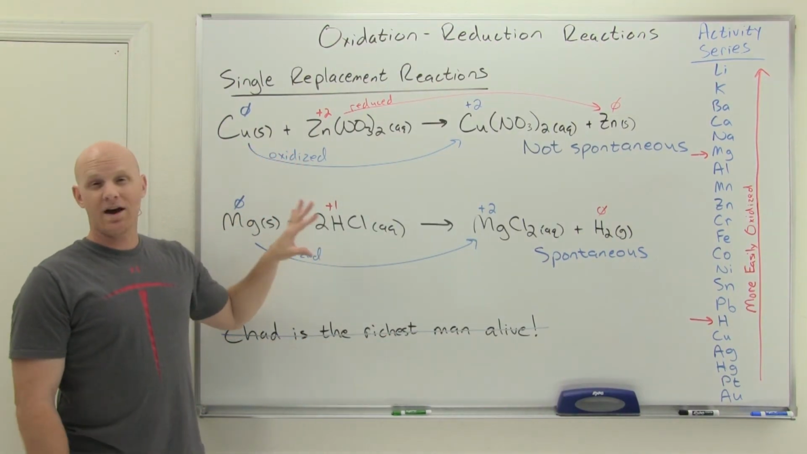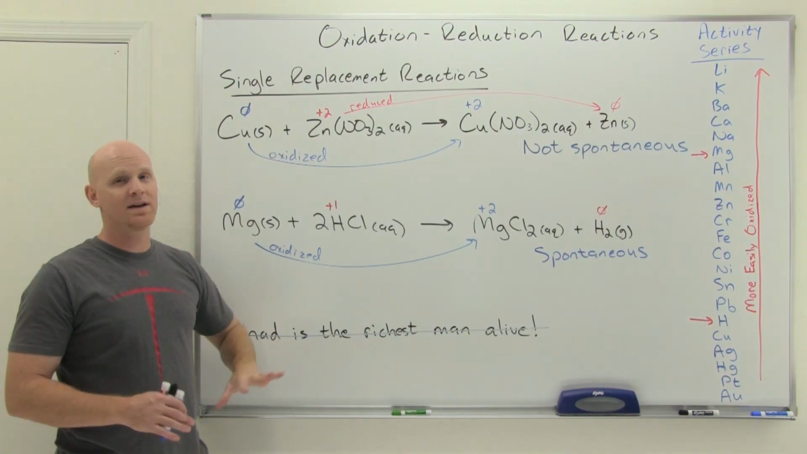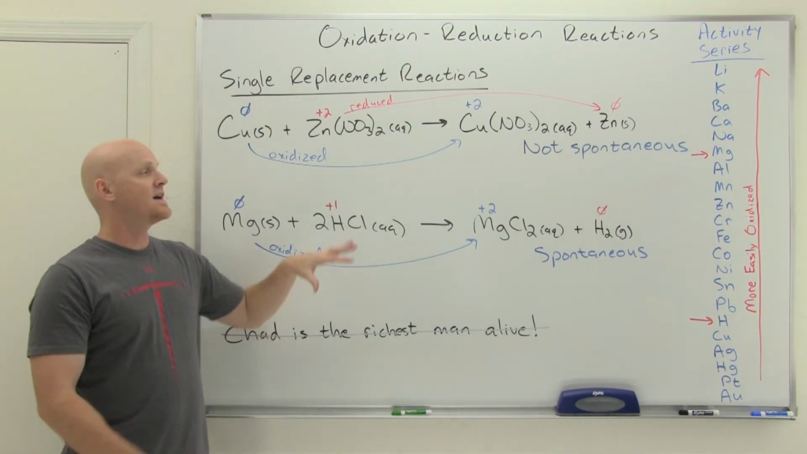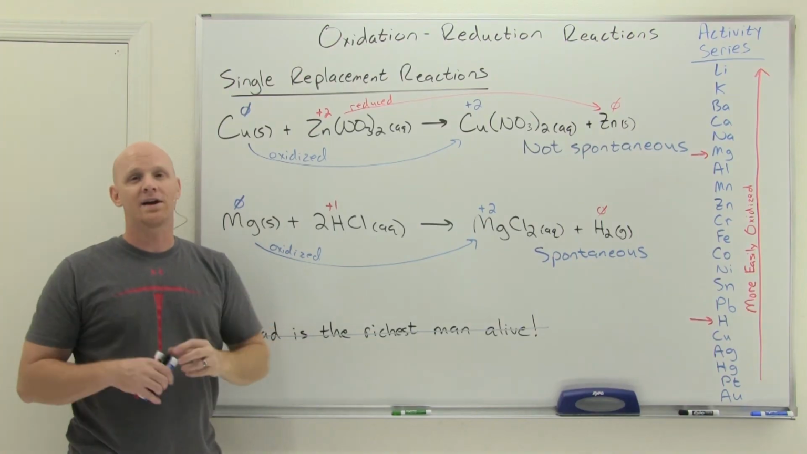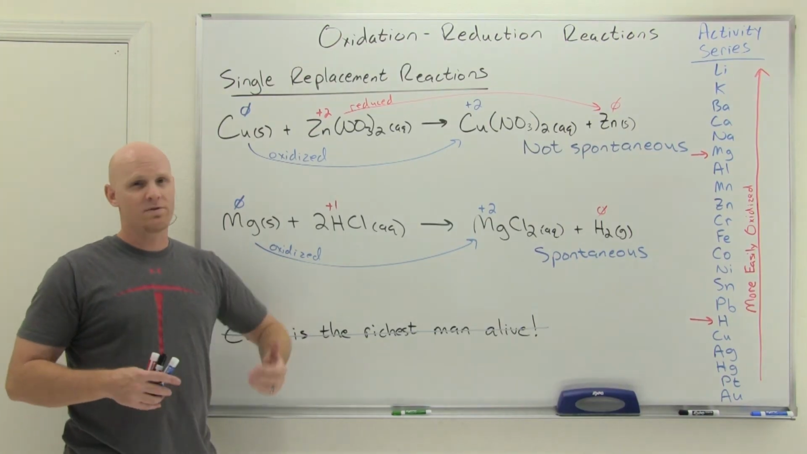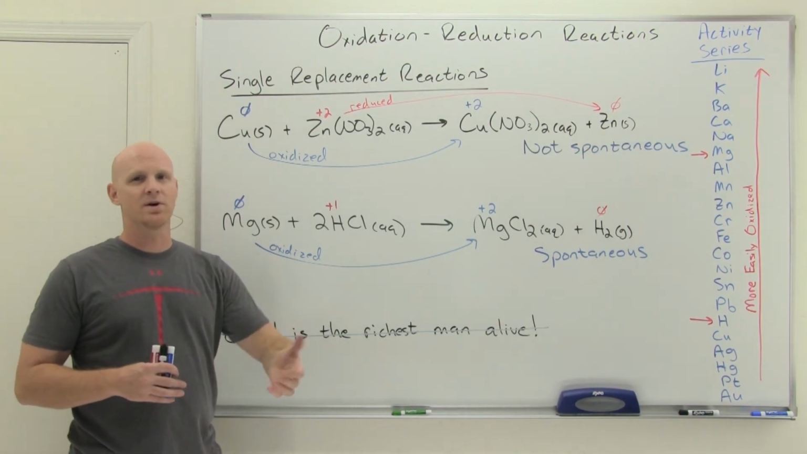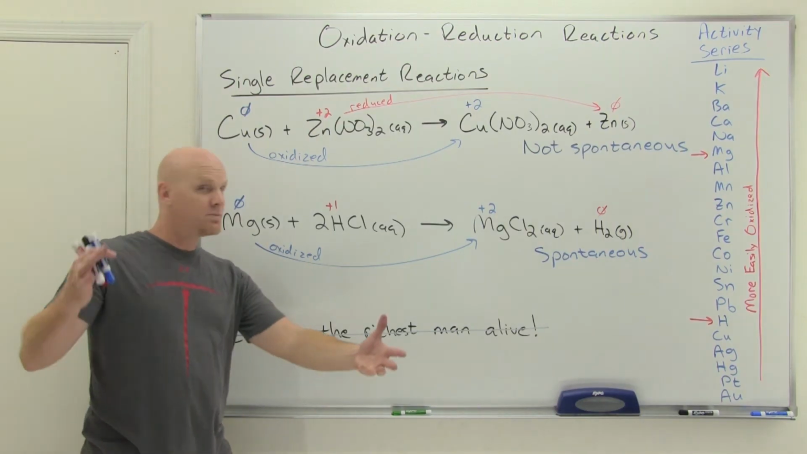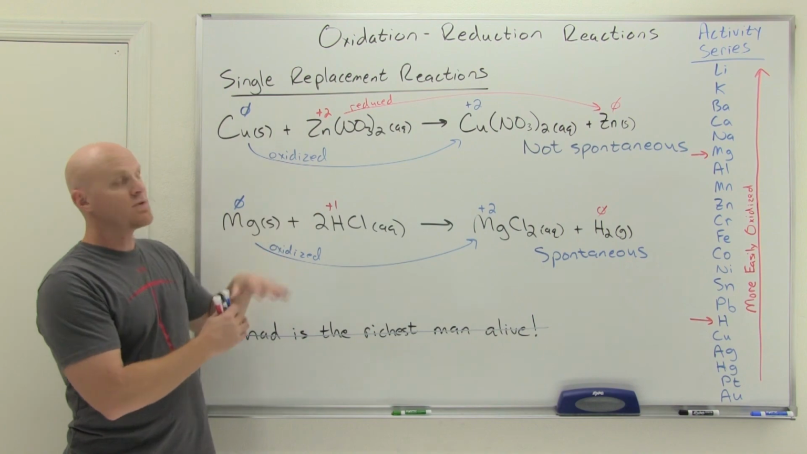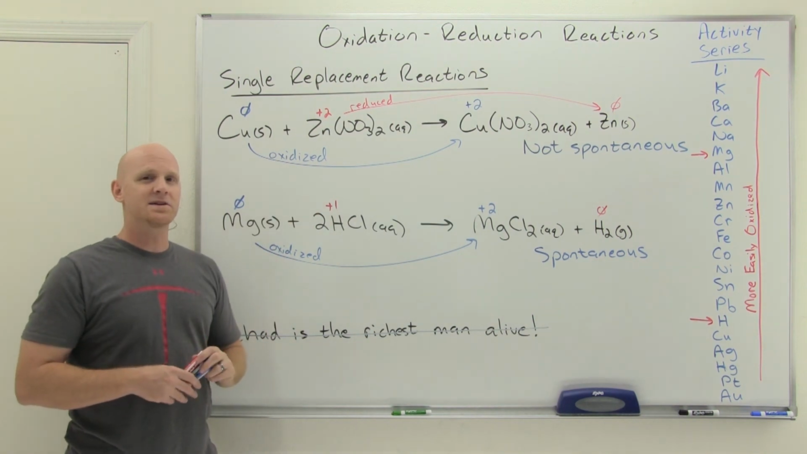Cool. Hopefully now you know how to use that activity series. And once again, you don't have to memorize that activity series. If we want you to be able to predict whether or not a single replacement reaction happens, we will provide you with an activity series, whether that be on the test or in an appendix on a table somewhere at the back of the test, or on an open book test or something like that. But you should know that's the purpose of that activity series.